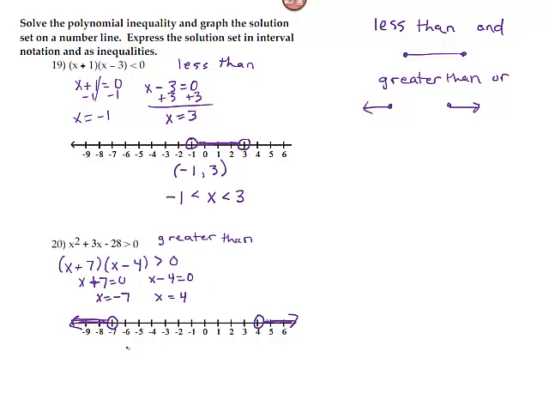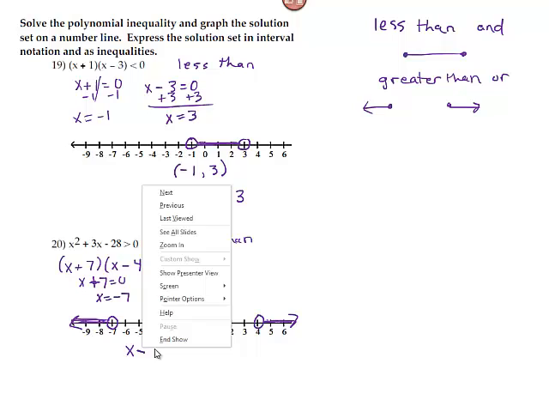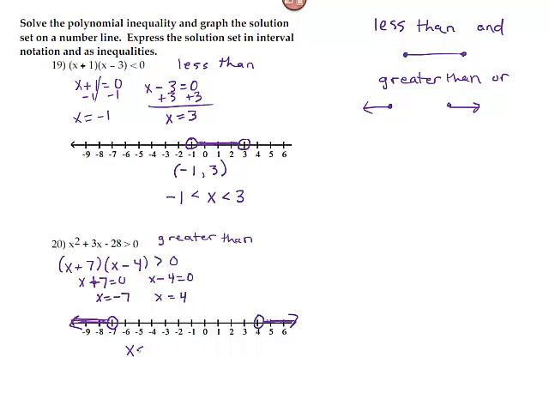Our inequalities on this is that x has to be less than negative 7, or x has to be greater than 4. How do I know to put or there? Because this is an or problem. The set notation for this, we're going over here from negative infinity to negative 7, and then we're going from 4 to infinity. So that's our set notation.